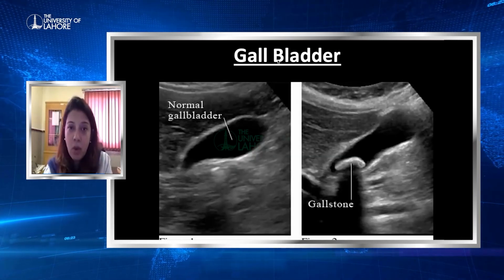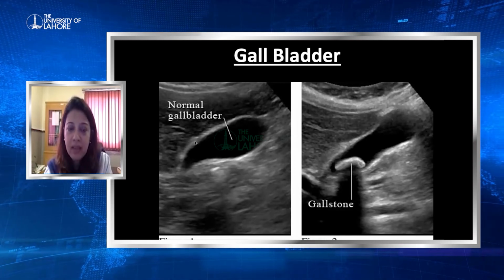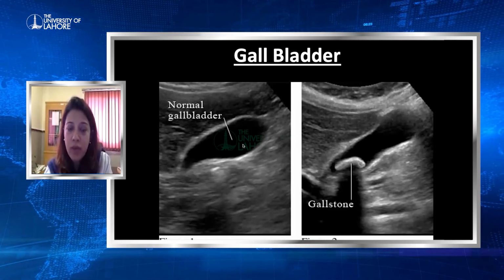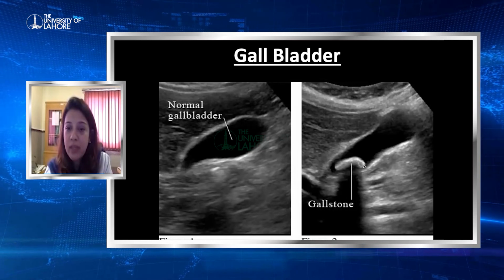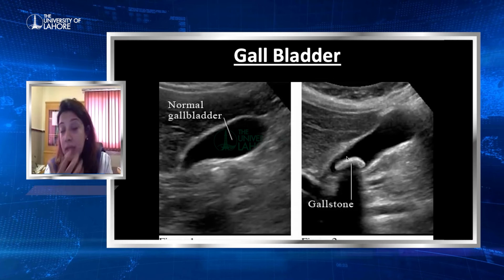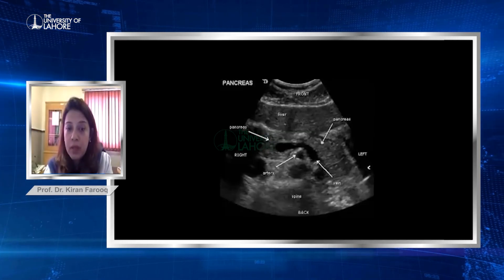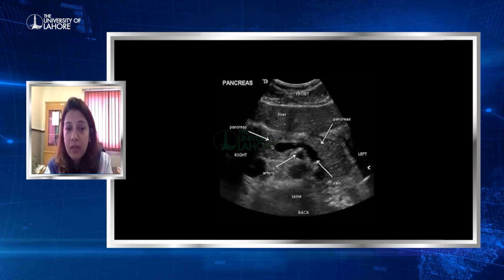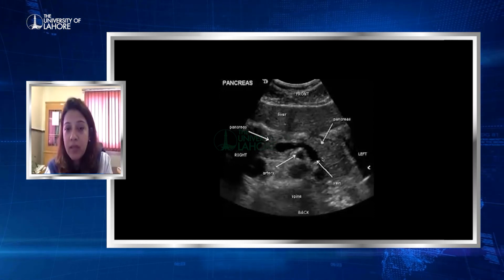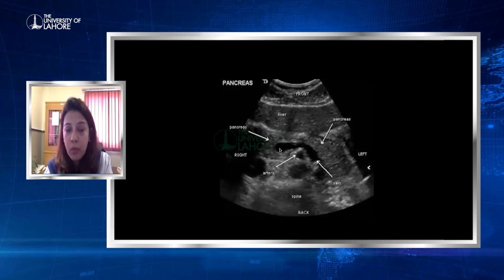This is the gall bladder. Just for your interest, this black thing is the gallbladder, and black is the fluid. So it is filled with bile. But here you see this white thing. This is the gallstone. And so this is how you do an ultrasound. This is the ultrasound of the pancreas. So this is the head and the body and the tail. This is the splenic vein, and this is the portal vein.